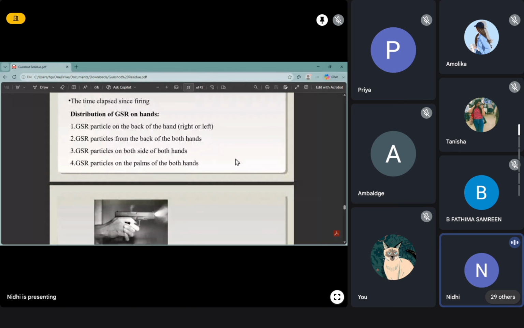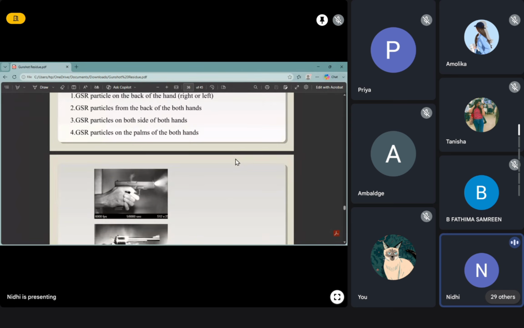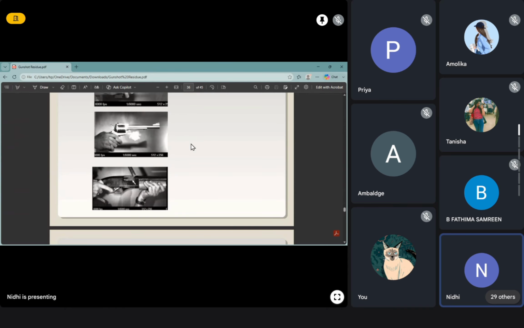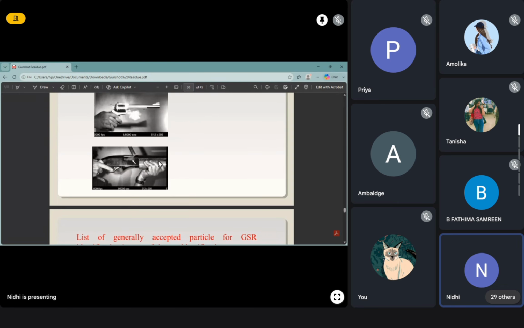GSR particles on the back of the hand, which is right or left, then GSR particles on the back of both hands, GSR particles on both sides of both hands, GSR particles on the palm of both hands. Here you are able to see how this person is holding a firearm or a gun. In this case, this hand will also be getting GSR, and this hand will also be getting GSR particles. And here also.